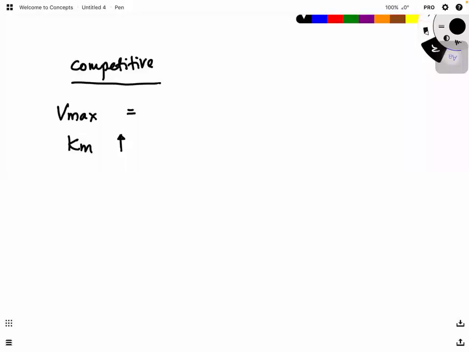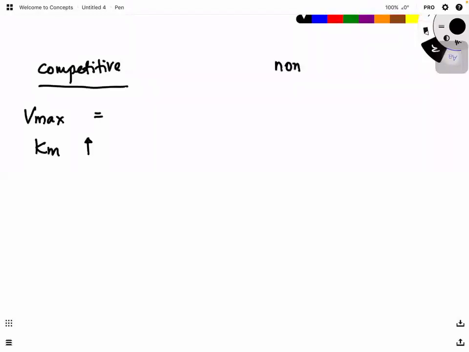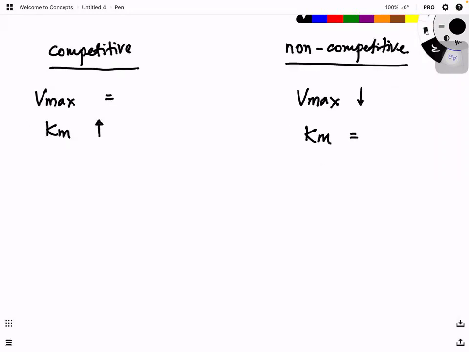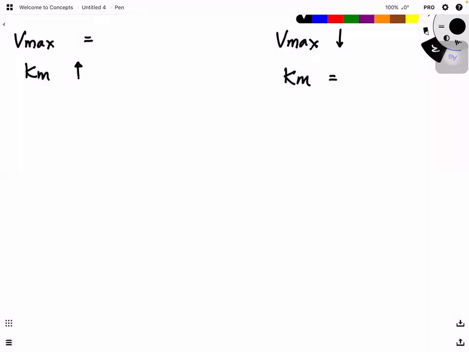Next, for non-competitive inhibitor, you can see that Vmax is now lower. Km remains the same, no change. So this is what we have learned previously. Now we look at how this competitive inhibitor and non-competitive inhibitor actually affect the double reciprocal plots. So again, let us draw this one.